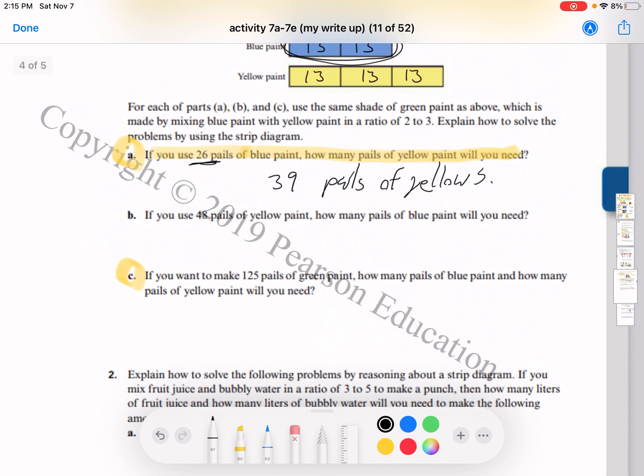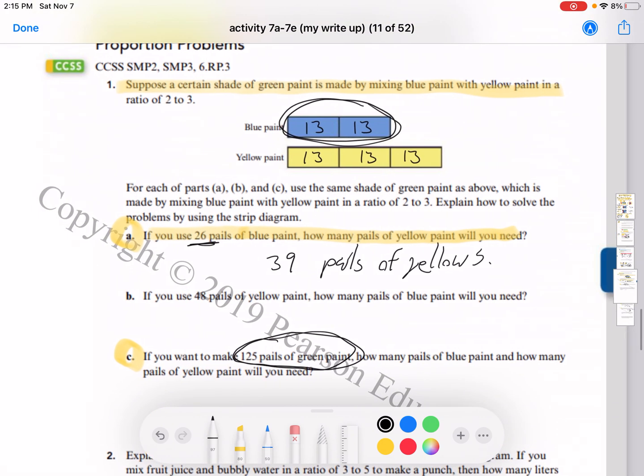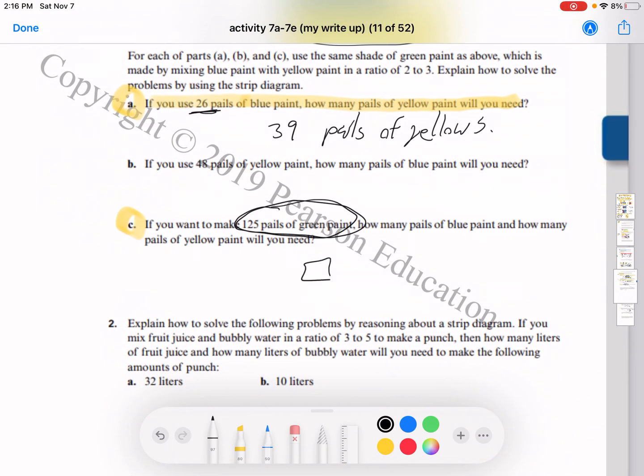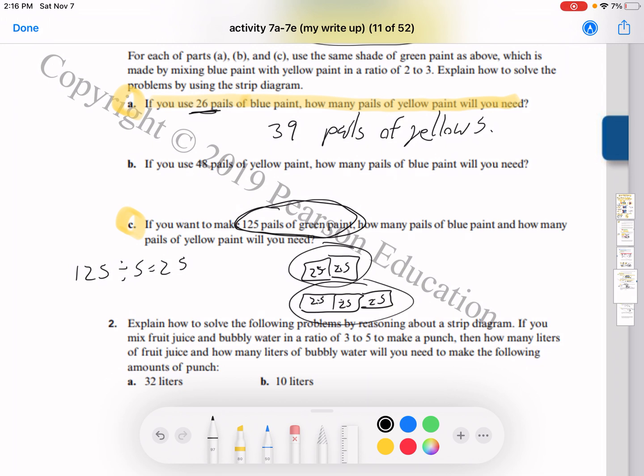Now, this one says, what if we wanted to make 125 pails total of green? So the 125 pails is not the amount of blue or the yellow, but when we put it all together. Well, if you put your blue together and your yellow together, you might see we have 2 parts to 3 parts, which makes 5 total parts. So if I take 125 and divide it by 5, I should get 25, which means this has to be 25, 25, 25, 25, and 25. So I would need 50 pails of blue and 75 pails of yellow to maintain a 2 to 3 proportion and end up with 125 total pails.